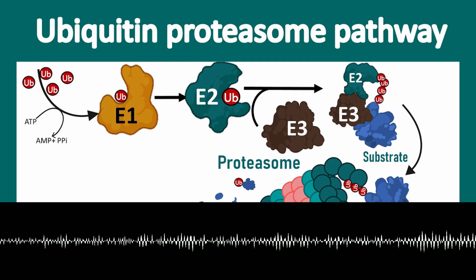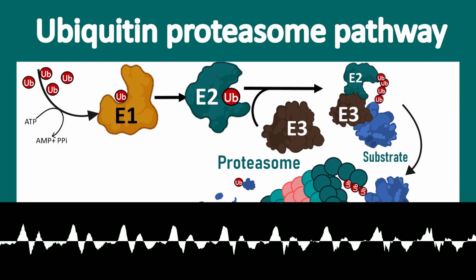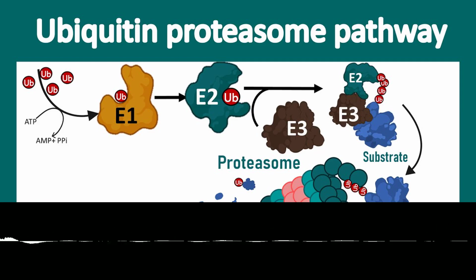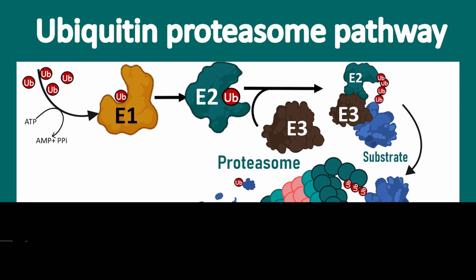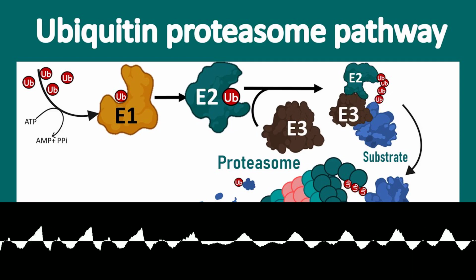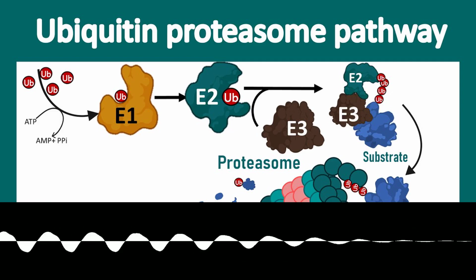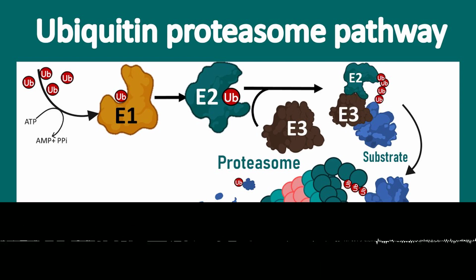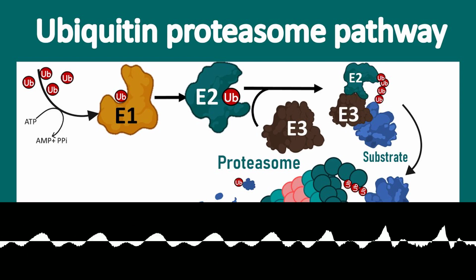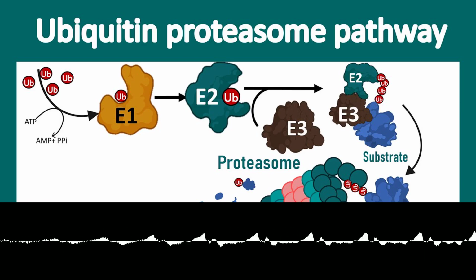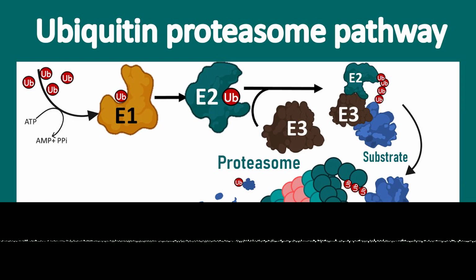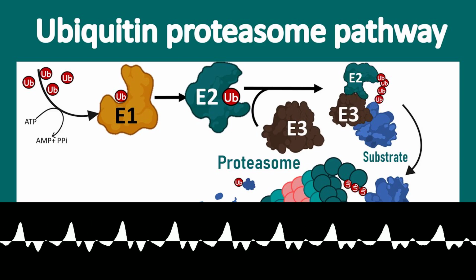Hershko, Ciechanover, and Rose's work laid the groundwork for understanding the 26S proteasome, the primary engine of ubiquitin-mediated protein degradation. The 26S proteasome is a large, multi-subunit complex composed of a 20S core particle and 1 or 2 19S regulatory particles. The 20S core particle contains the proteolytic active sites, responsible for cleaving the target protein into small peptides.